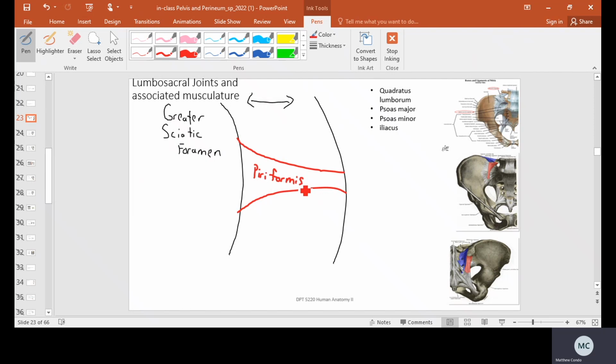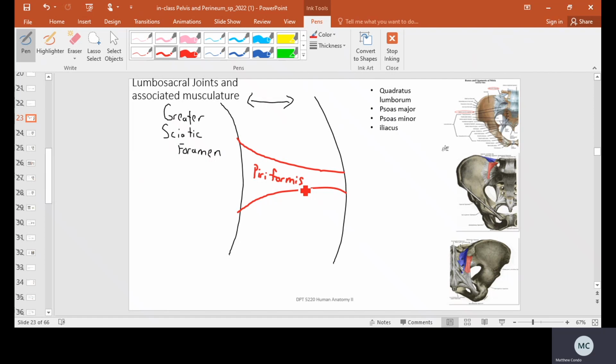Now, what we're going to see is that piriformis is going to originate off the anterior portion of the sacrum. Okay? So it is a pelvic muscle. It is in the pelvic cavity. But what I'm going to see is that my piriformis is going to insert on my hip. It's going to insert on my femur. So it's going to have action across the hip joint. And like I said, we're going to get into that much more in depth when we cover the hip.